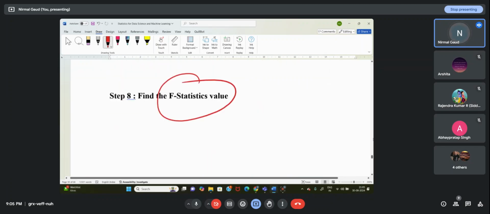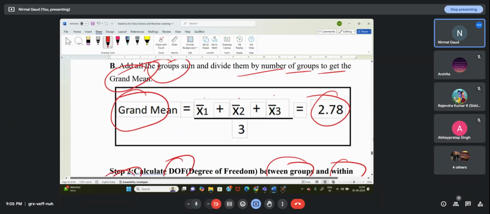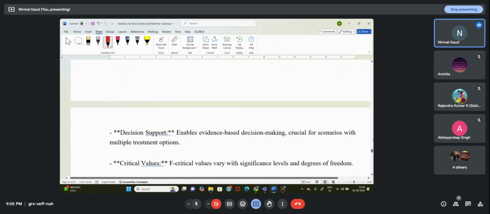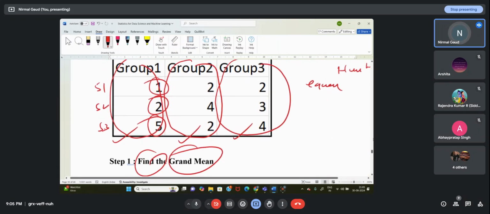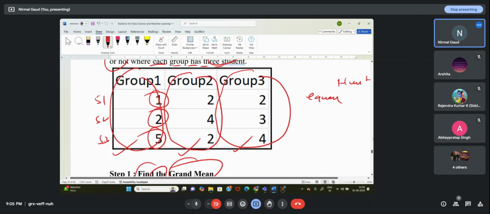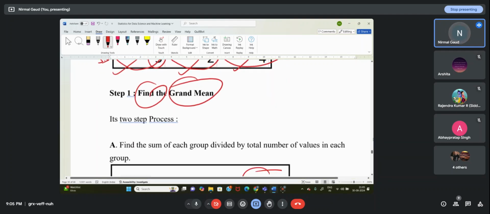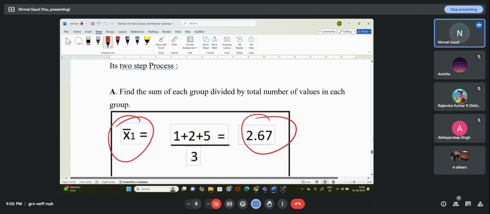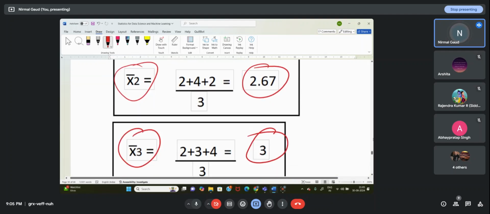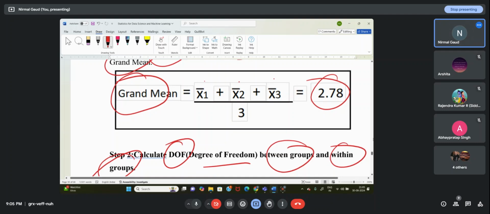Okay, let me revise this thing again. You are given three groups, three students, and the number of books they study. Step number one, grand mean. Find the mean of each and every group and then find the grand mean, 2.78.